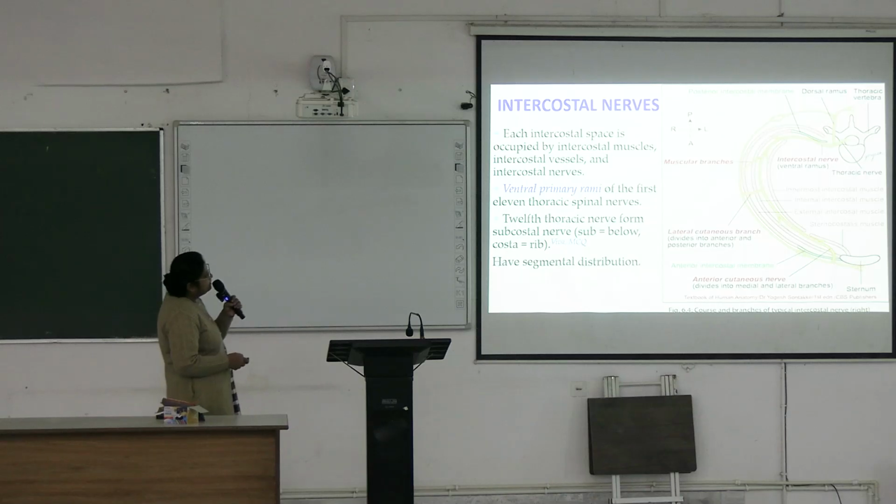See here, this is the spinal cord. The spinal cord lies within the spinal canal. From here, the intercostal nerve is arising. It divides into dorsal rami and ventral rami. The ventral ramus continues as the intercostal nerve. It gives a lateral cutaneous branch, anterior cutaneous branch, muscular branches, all these.